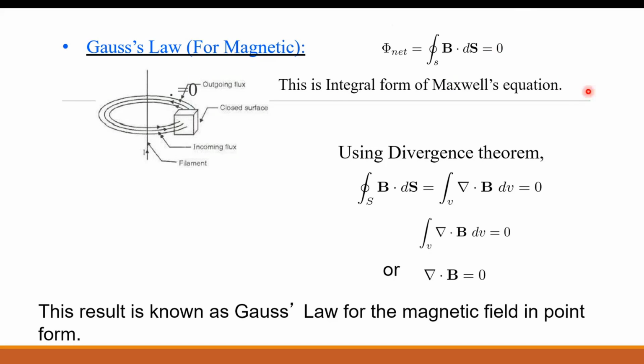This equation, closed integration of b bar dot ds bar is equal to 0, is known as the integral form of Maxwell's equation derived from Gauss law for magnetic field. Closed surface integration of b bar dot ds bar is equal to 0 is the integral form of Maxwell's equation derived from Gauss law for magnetic field, static magnetic field.